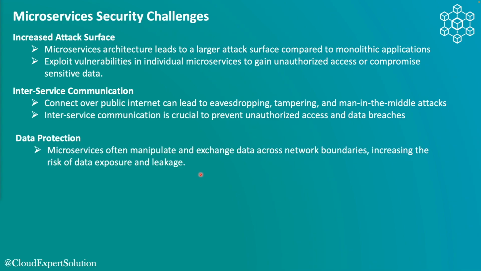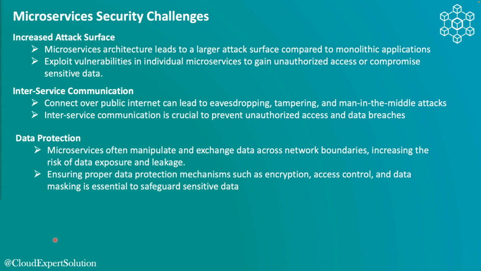Next is data protection. Microservices often manipulate and exchange data across network boundaries, and that will increase the risk of data exploits or leakages. That is why in microservice architecture, we should ensure proper data protection mechanisms such as encryption, access control, and data masking, which are essential to safeguard the sensitive data.